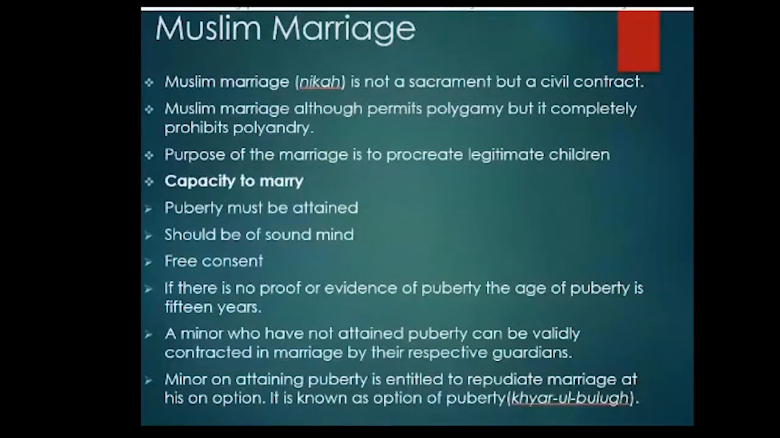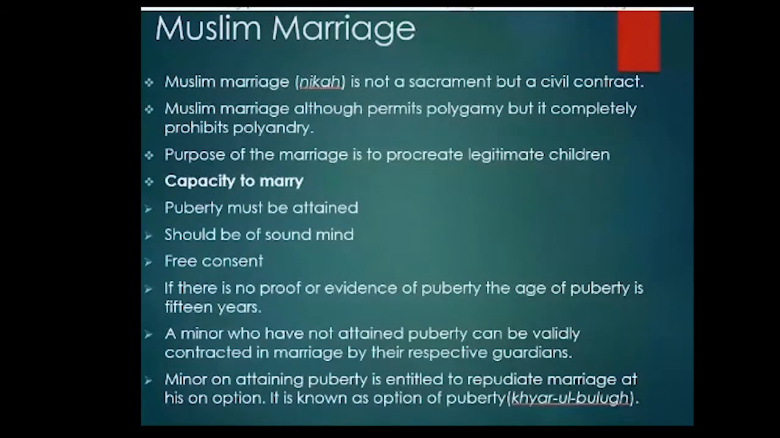And here, puberty must be attained. Some conditions are there for Muslim marriage: puberty must be attained, the parties should be of sound mind, and free consent has to be there. If there is no proof or evidence of puberty, the age of puberty is 15 years. A minor who has not attained puberty can be validly contracted in marriage by the respective guardians.